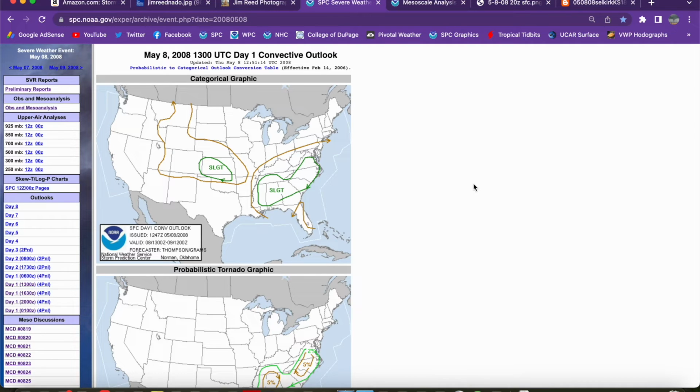And this actually occurred on a day on which supercells were favored. There was stronger deep layer shear on this day.